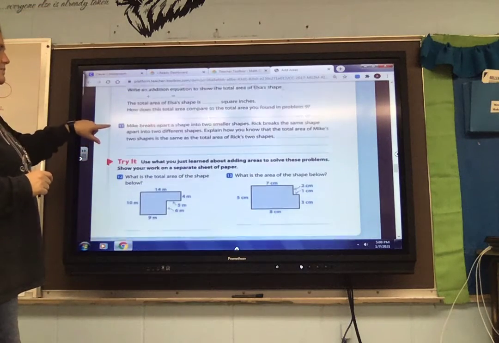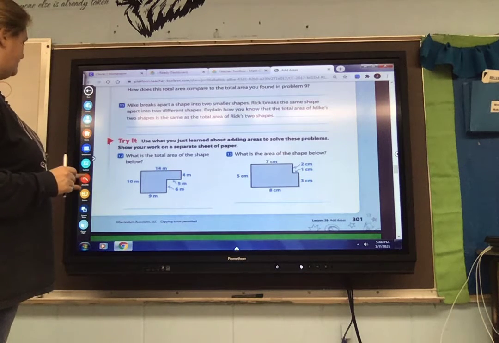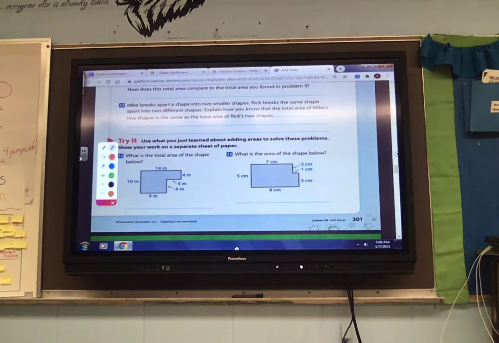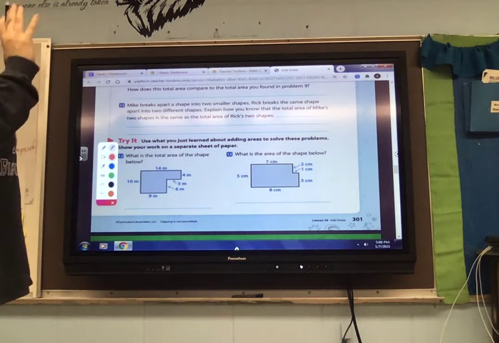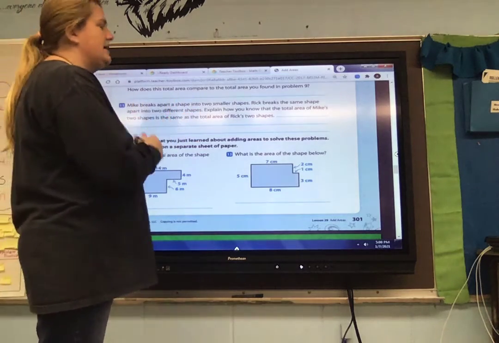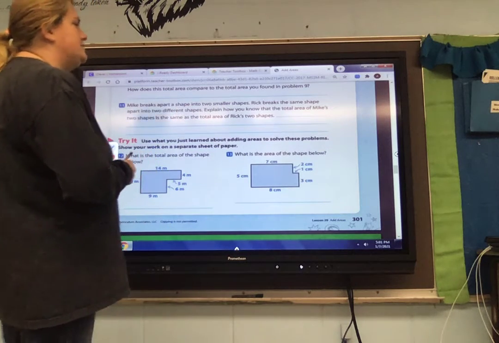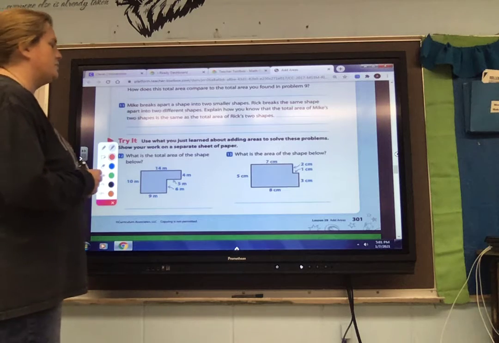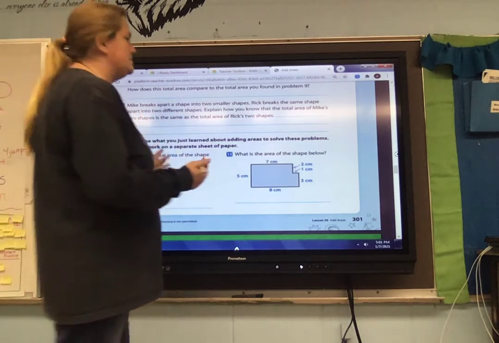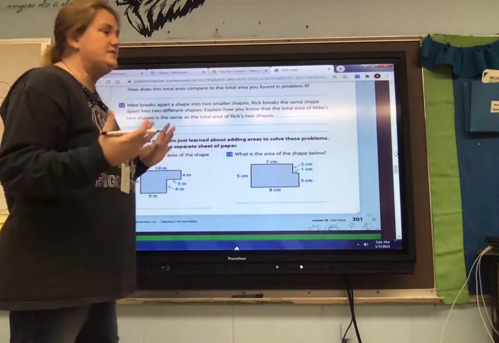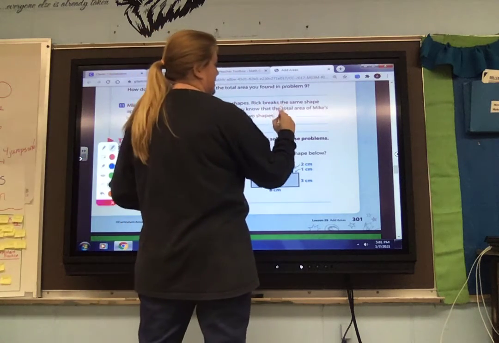Now Mike breaks apart a shape into 2 smaller shapes. This is number 11. Rick breaks the same shape apart into 2 different shapes. So we have 2 guys that have the same shape, but they decide to break them apart in a different way. Explain how you know that the total area of Mike's 2 shapes will be the same as the total area of Rick's. Why would they both get the same answer? Because they're finding the area of the same shape. And that's what we're going to say. Because... Let me do it in black so we can see it.